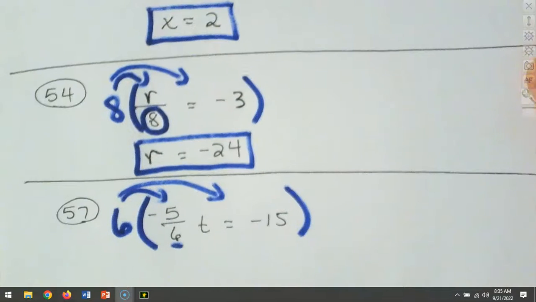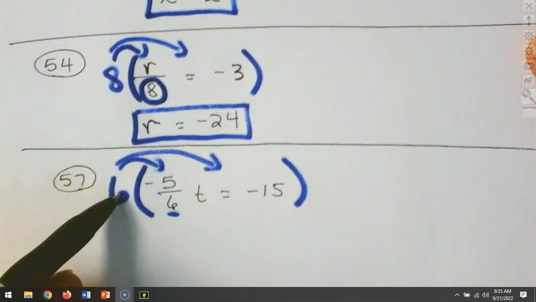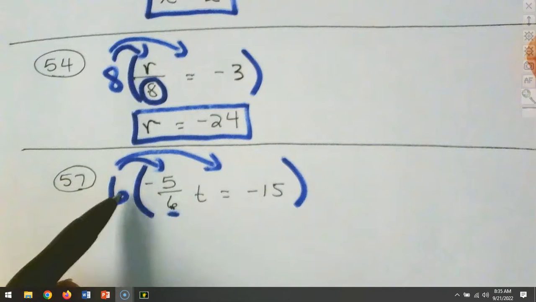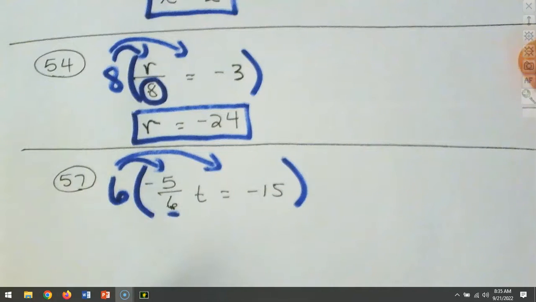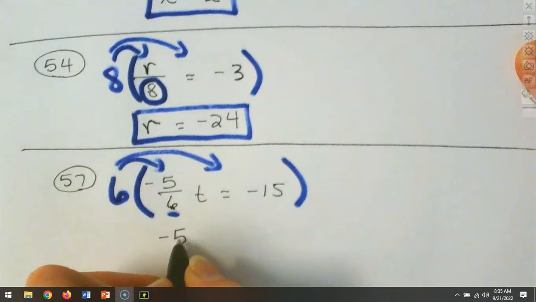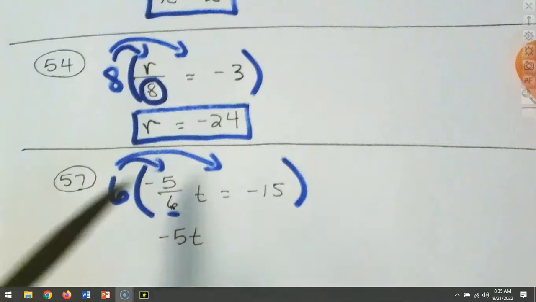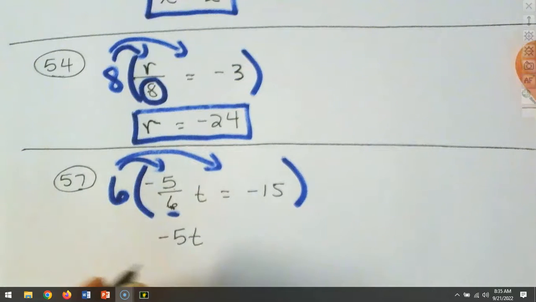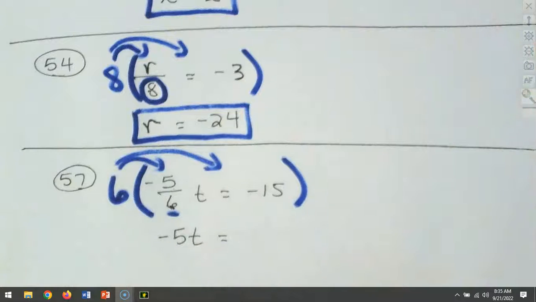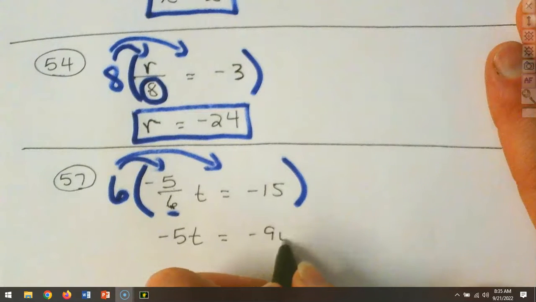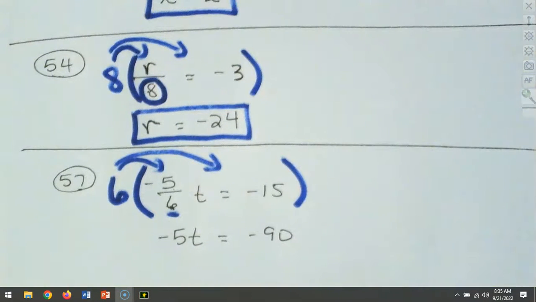Okay, now what's going to happen here? Well, 6 divided by 6, those cancel out. One's on the top, one's in the denominator. Those are going to cancel, and that leaves you with a minus 5t. What about the other side? We have to distribute it through, and we've got 6 times a negative 15. That makes it a negative 90. Now the fractions are gone.